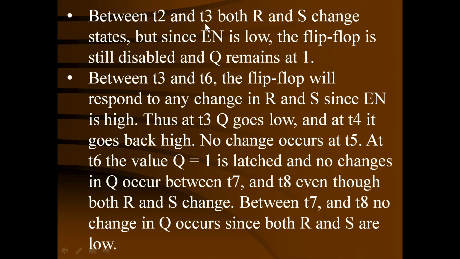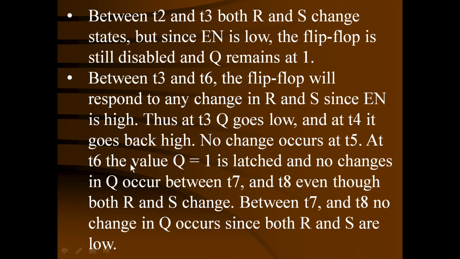Between T2 and T3, both R and S change state. But since enable is low, the flip-flop is still disabled and Q remains at 1. Between T3 and T6, the flip-flop will respond to any change in R and S since enable is high. Thus, at T3, Q goes low because the reset condition is there, and at T4, it goes high because of the set condition. No change occurs at T5 because of the 0, 0 condition.